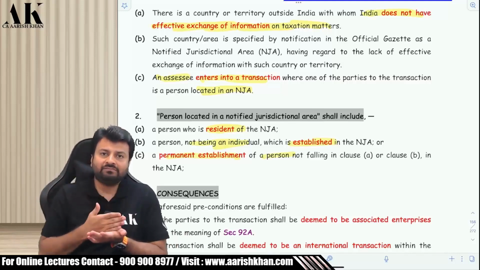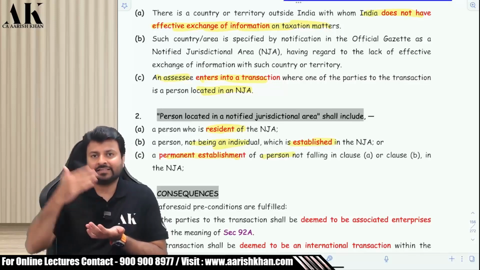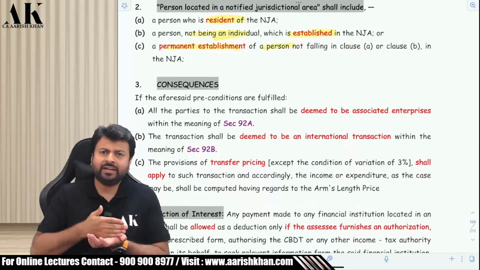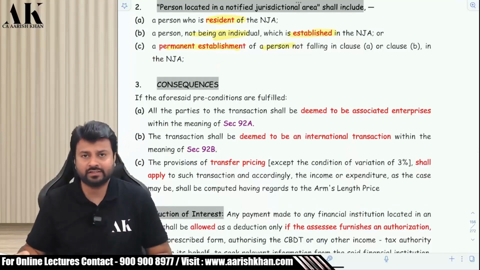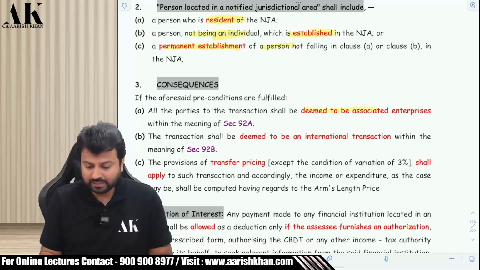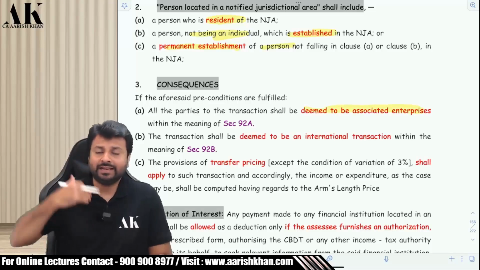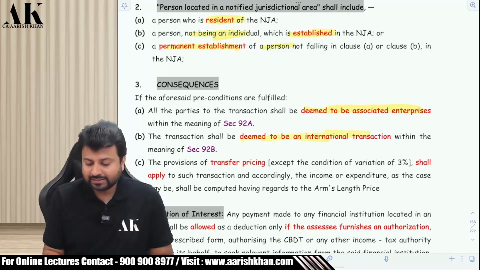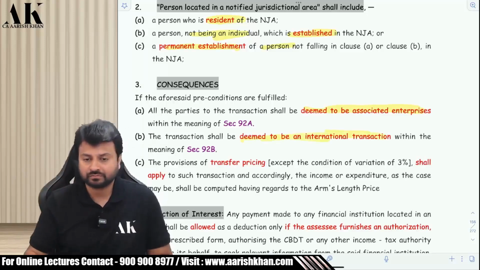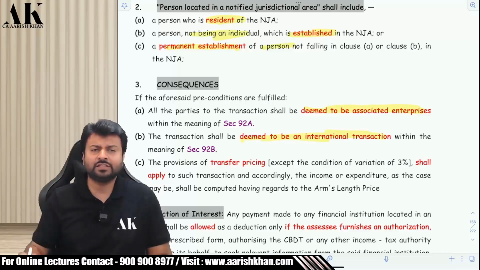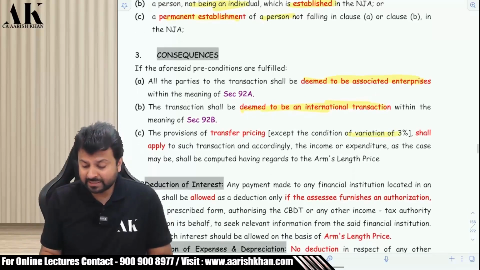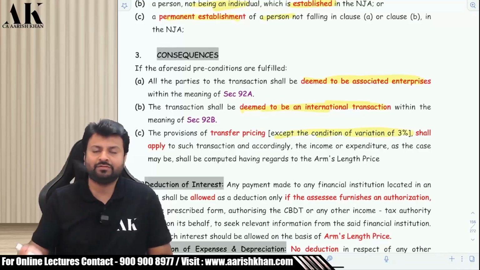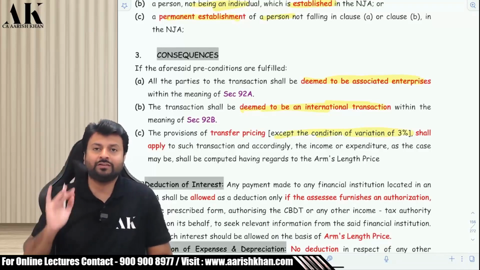So if India declares any country as a notified jurisdictional area, and if an Indian entity enters into a transaction with those entities, then that company will be considered to be a deemed associate enterprise. Second, our transaction will be deemed to be an international transaction. All the provisions of transfer pricing shall apply. But that 3% variation which you have in the case of the range concept will not be applicable for them. That benefit is also taken from you.